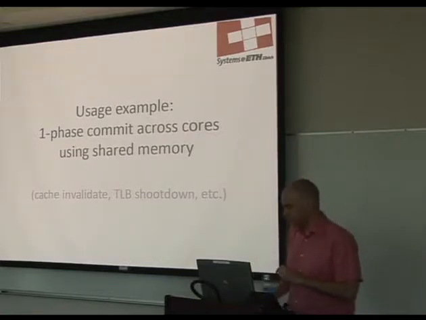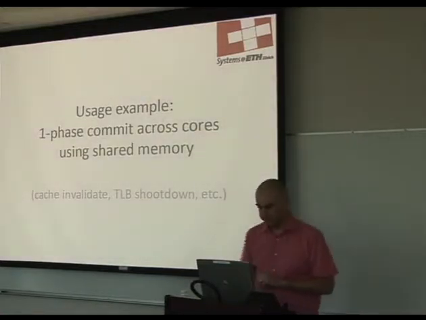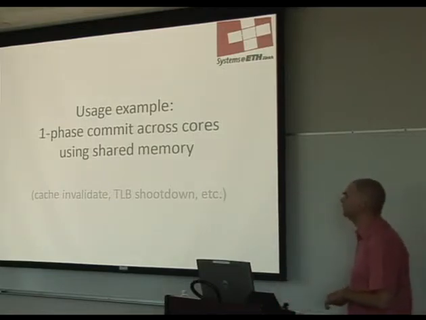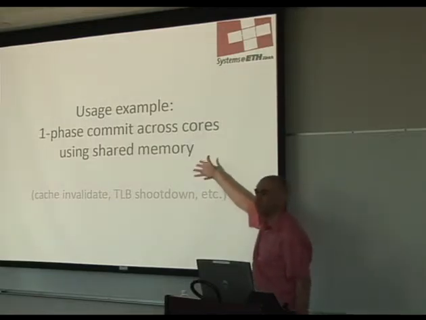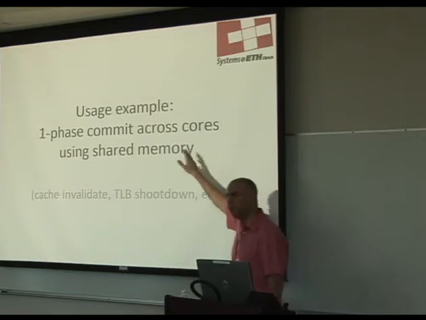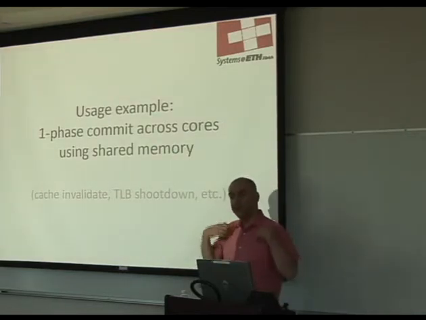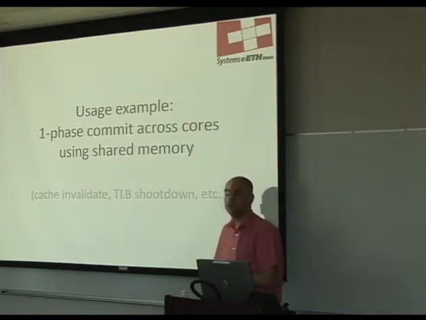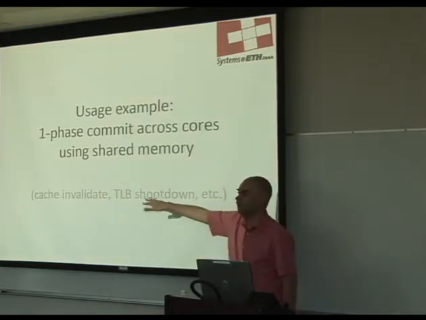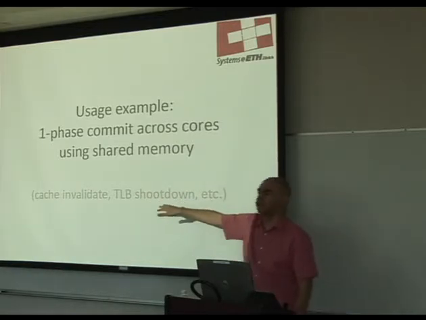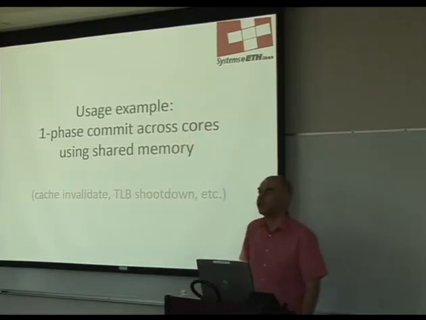This one actually was in the original SOSP paper. This is how to do a one-phase commit across cores. We use shared memory for message passing in Barrelfish, but the same principle applies to various other things. It is just a one-phase commit: you send a message out to everybody, and find out when everybody's got the message. You can use this for things like cache invalidate. This is a basic cache invalidate operation. You want to know when everything's gone from the cache.